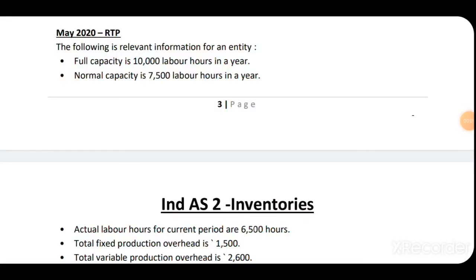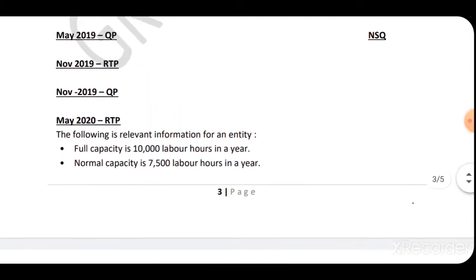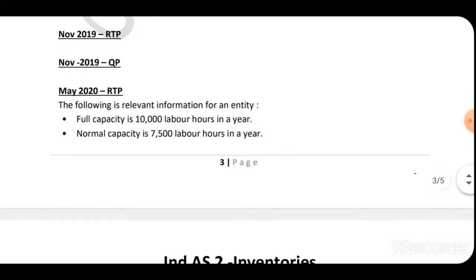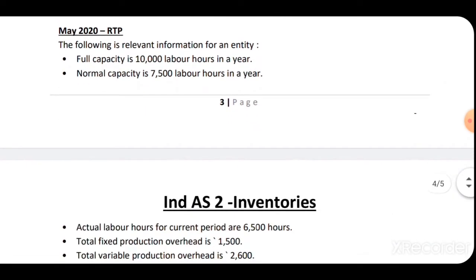Continuing with May 2020 RTP. This question has been asked in May 2020. You might be thinking, what about the other attempts? In the two attempts, that is May 2019 and November 2019, I haven't found any specific question on Ind AS 2. Come, let's continue with the Ind AS 2 question from May 2020 RTP.